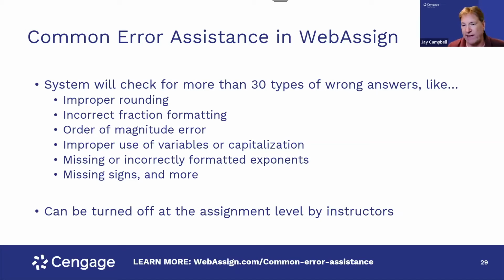For example, if an applied problem regarding time is using a variable t, and they answered in terms of variable y or variable x, it'll catch that. If they somehow miss an exponent or format an exponent incorrectly, it'll catch that. It'll look at things with signs. Like I said, that's just a non-exhaustive list of the things that it will catch. And we know that you generally prefer to have flexibility in terms of how these things work, so this can be turned off at the assignment level.